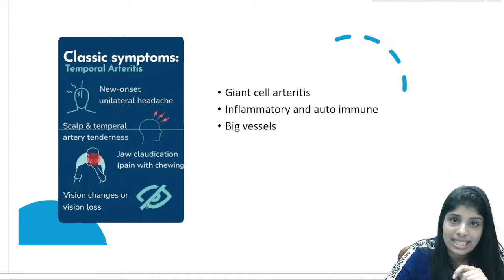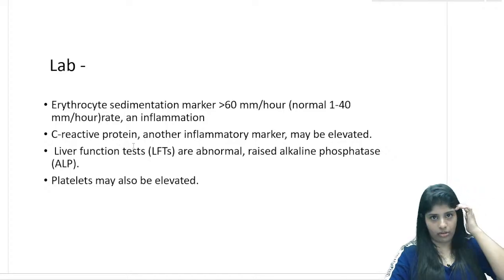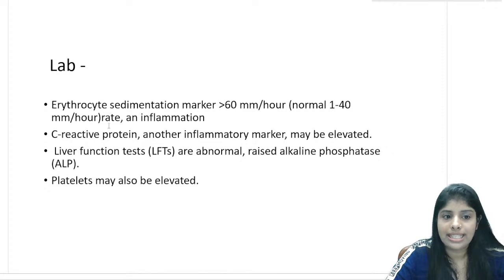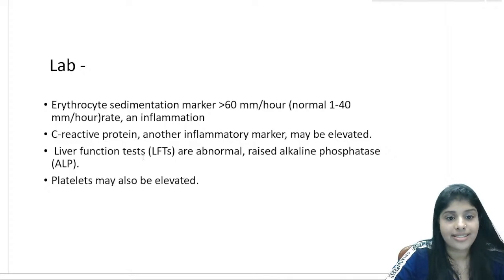So these are the classic symptoms of temporal arteritis. Okay, so these are the lab markers of temporal arteritis. What is that? There is an inflammation, so this ESR is an inflammatory marker, so it can be increased. C-reactive protein is also an inflammatory marker that can be increased, and liver function tests are abnormal.